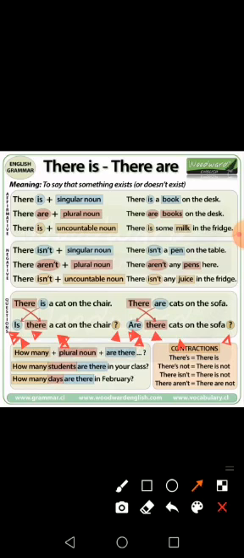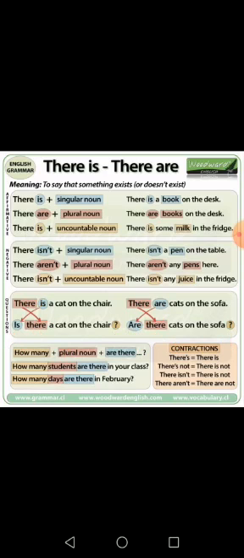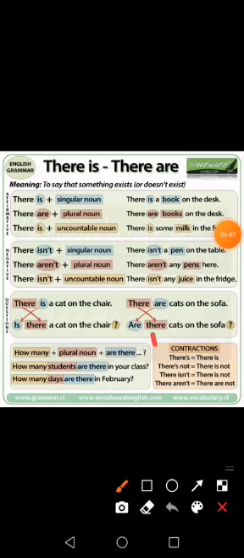Okay, can you see? So we use "is" and "there" with a singular noun, and "are" and "there" with a plural noun. Look here. So, is there a cat? Are there cats? And question mark. Don't forget the question mark, okay?